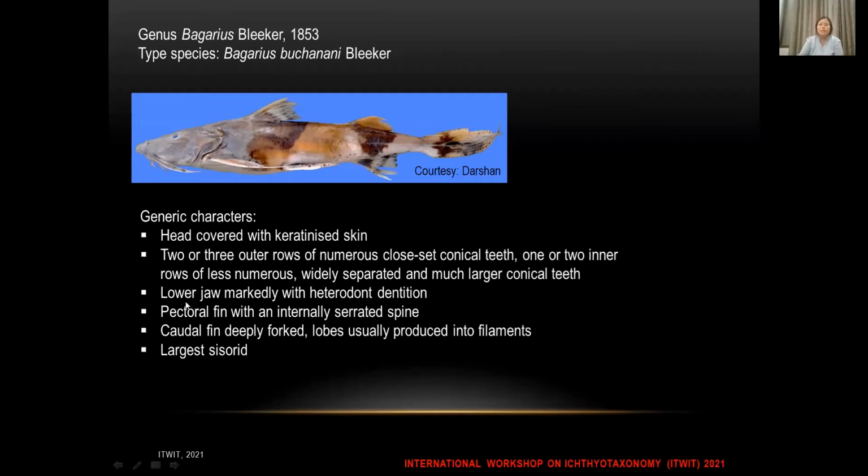And they have the lower jaw markedly with a heterodont dentition, the pectoral fin with an internally serrated spine, and the caudal fin deeply forked with lobes, usually produced as filaments. And this Bagarius is the largest Sisorid catfish among the Sisorids.